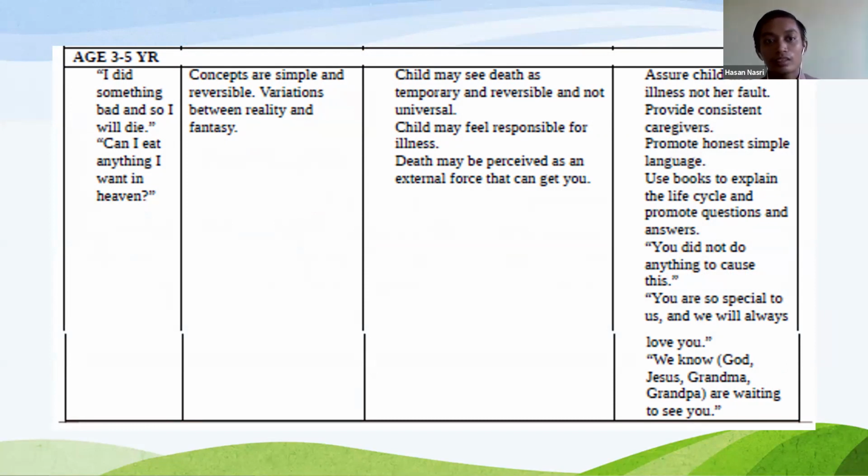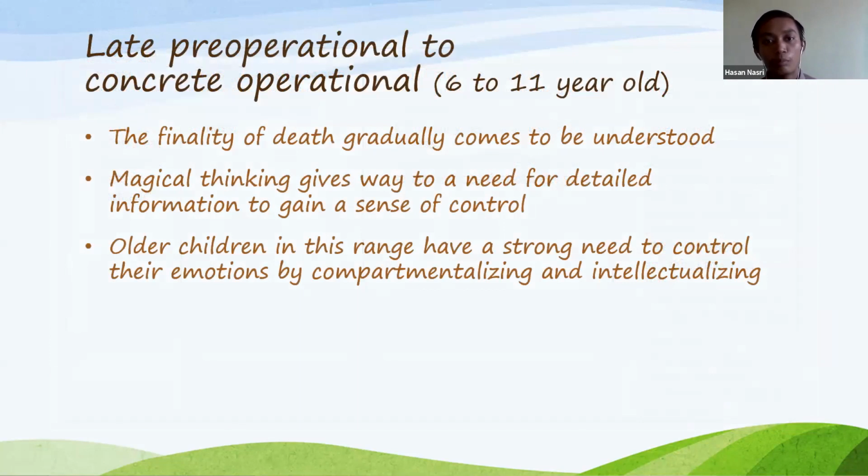Okay, next is the concrete operational stage, between 6 to 11 years old, where the finality of death gradually becomes understood. Magical thinking gives way to a need for detailed information and to regain a sense of control, and their imaginations go wild to justify or to intellectualize the finality of death. In this range, they have a strong need to control their emotions by compartmentalizing and intellectualizing.